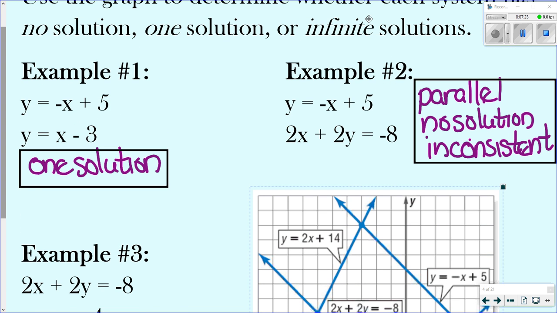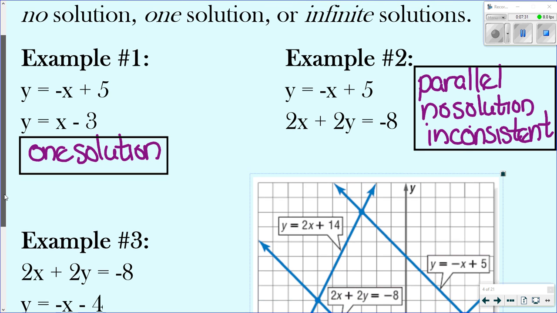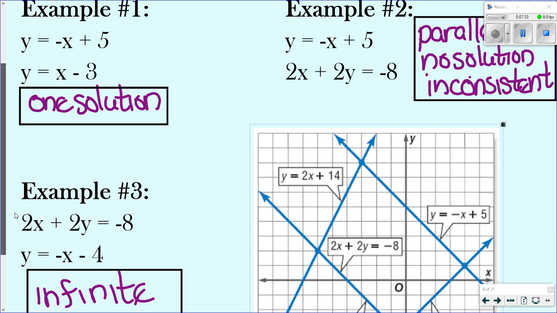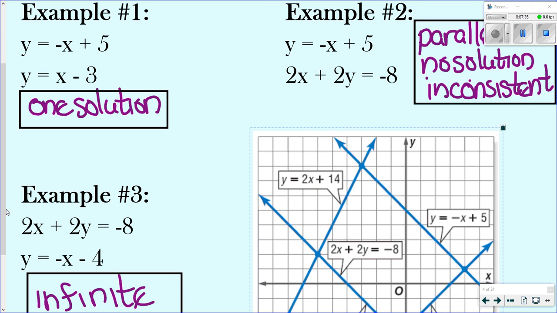So again, they're asking you: is it no solution, one solution, or infinite solutions? You're going to have problems like that, and you have to determine which. So that means there's one solution. That's where they intersect.